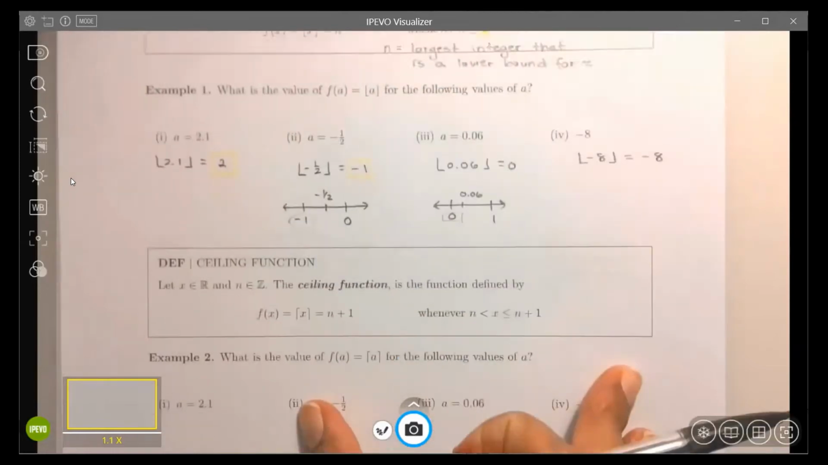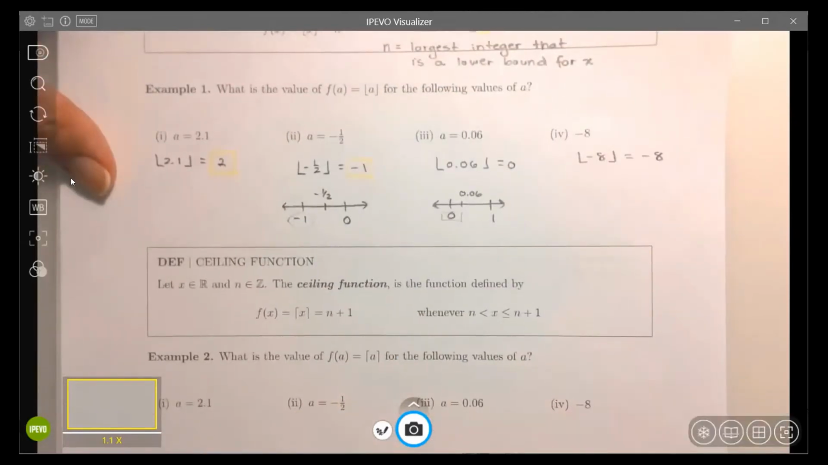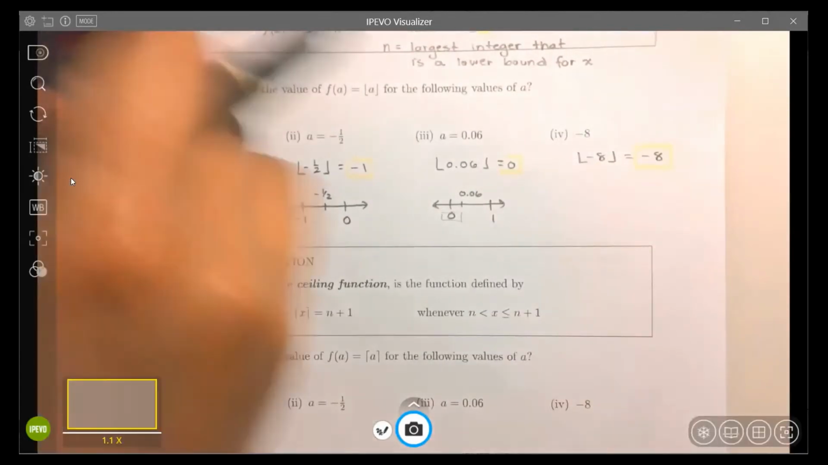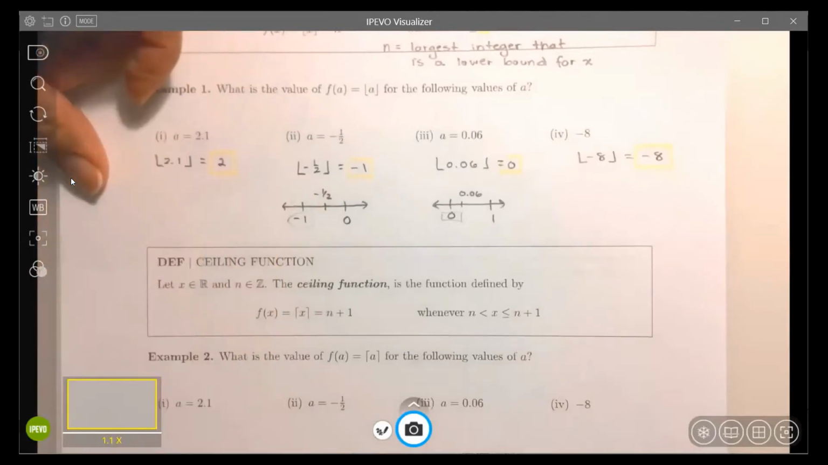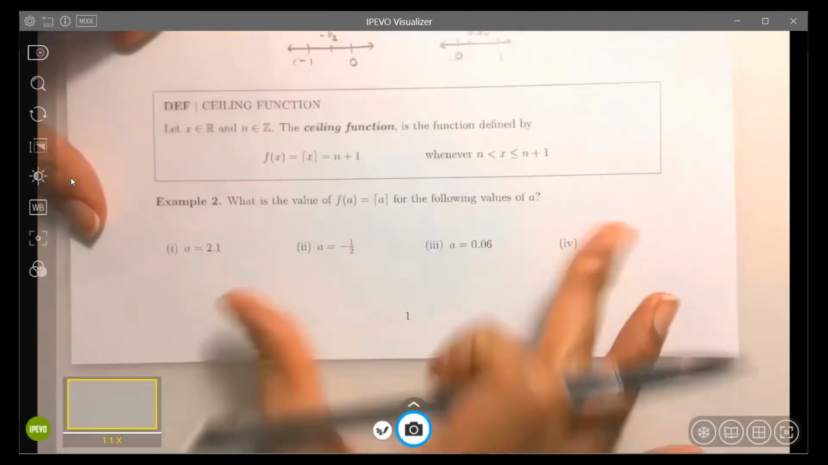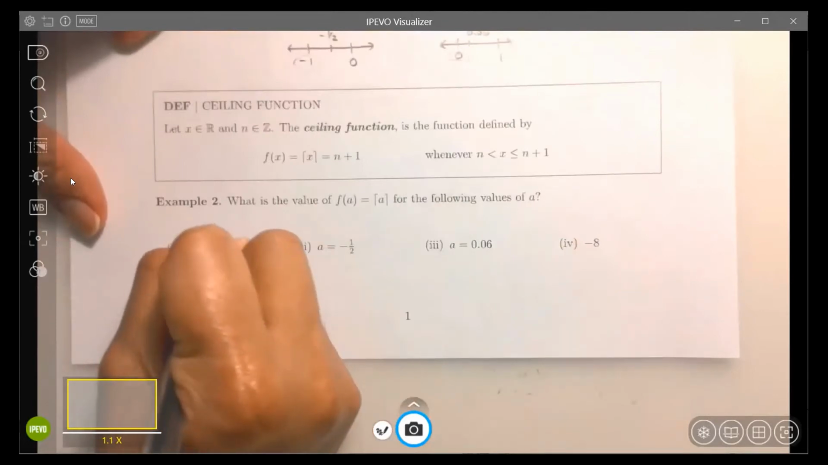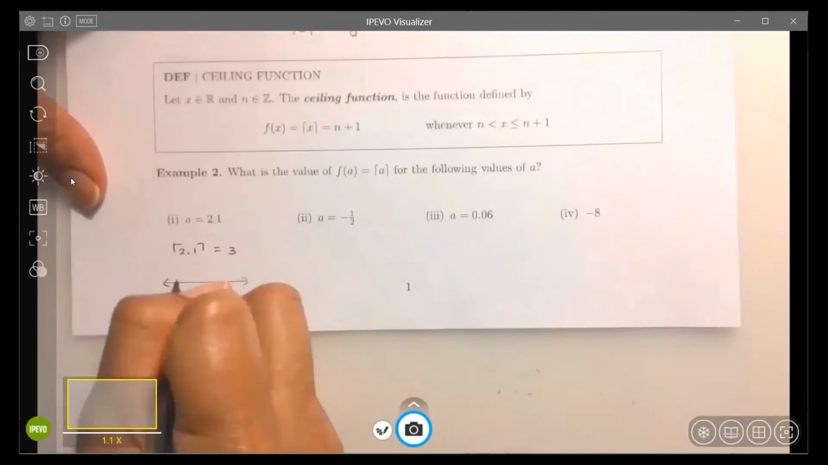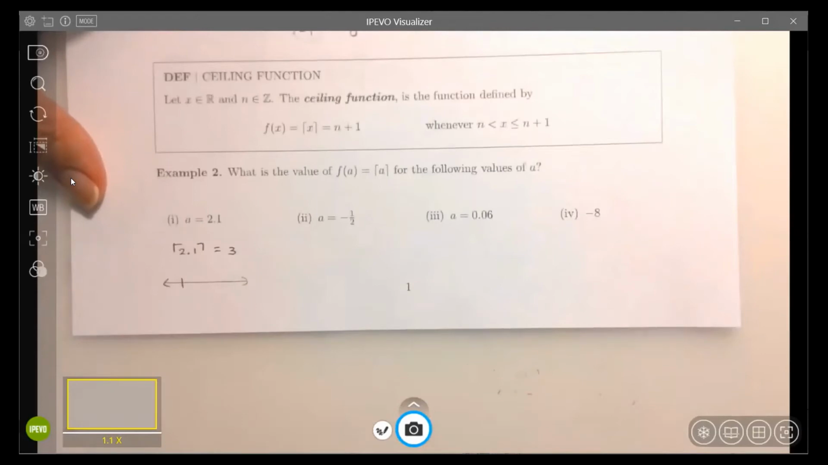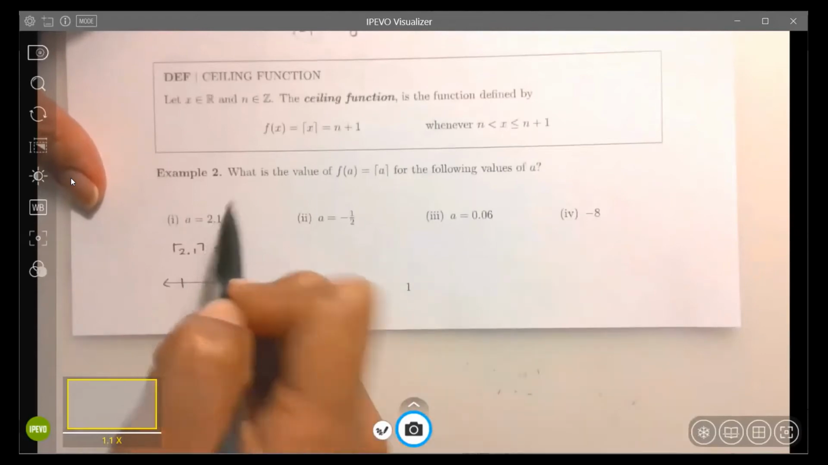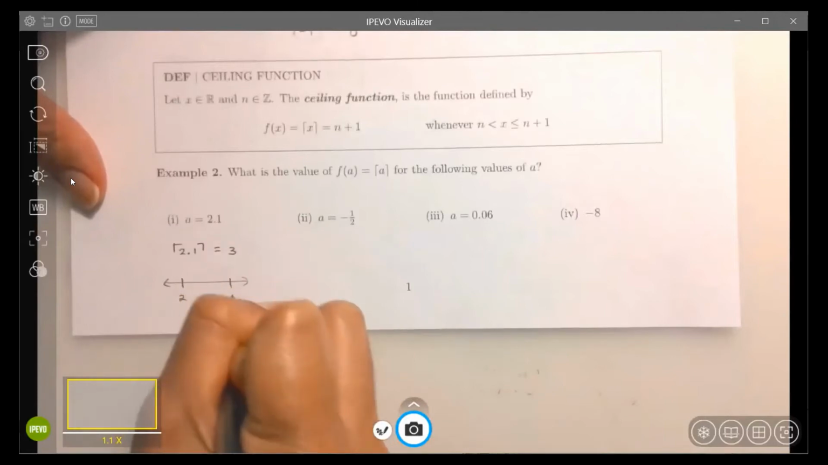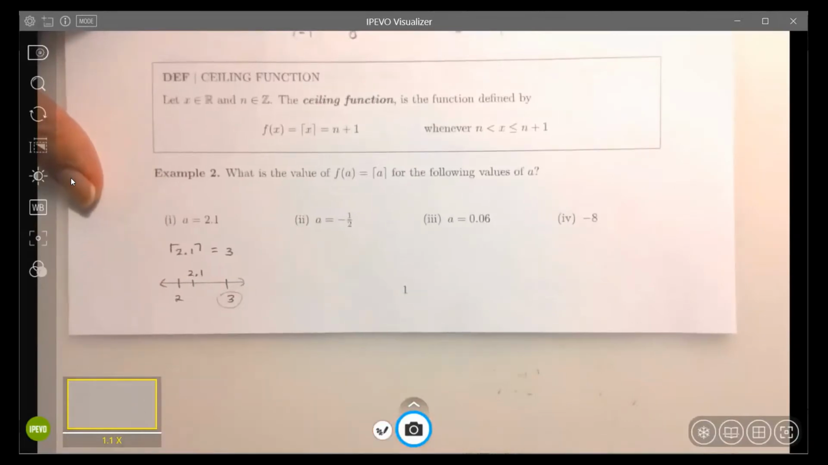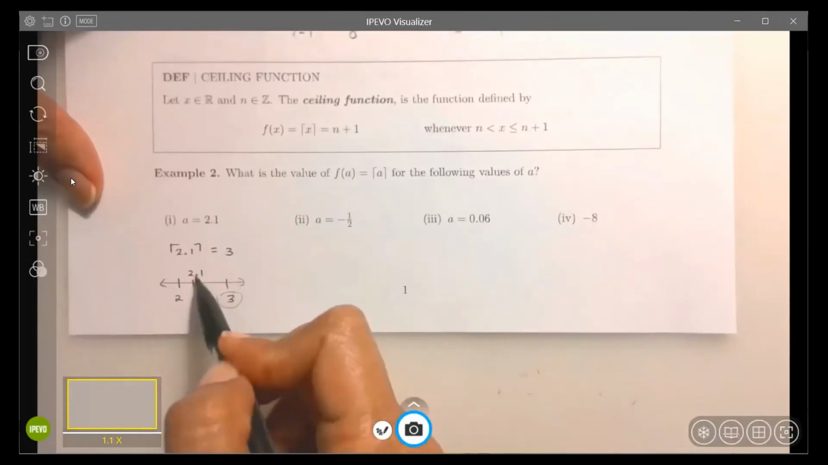Now the ceiling function is very similar, except that we're going to be rounding up instead of down. And again, that rounding up is going to occur regardless of what the decimal value is. So if I take the ceiling of 2.1, that'll be a 3, because I am now looking at the smallest integer that is an upper bound for the given value. So this is 2, this is 3, 2.1 lives here. The smallest integer that is an upper bound for 2.1 would be 3.